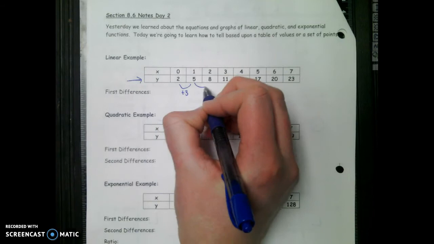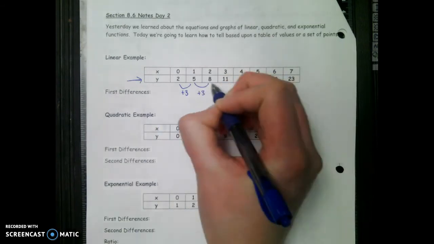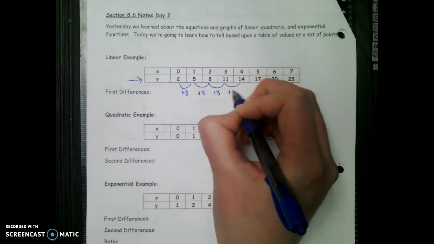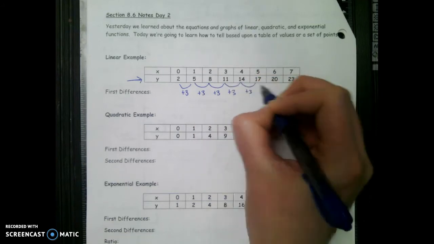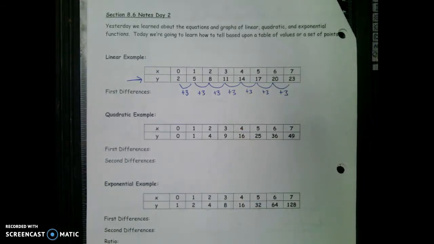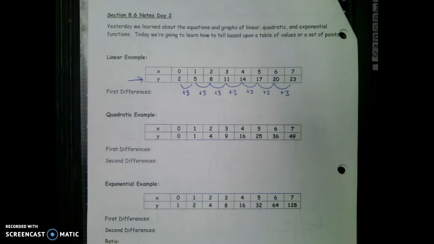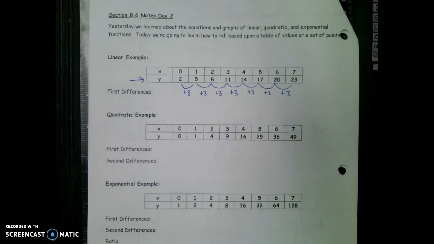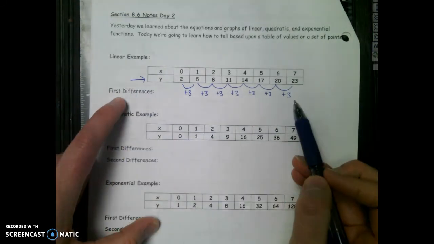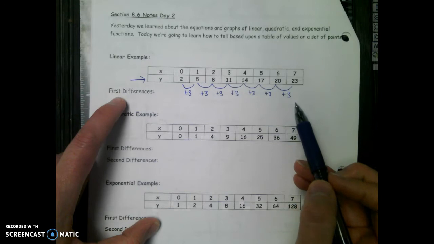How do we get from 5 to 8? How do we get from 8 to 11? Is this plus 3 all the way across? If the y values are increasing at a constant rate, increasing or decreasing by the same amount every single time, that is linear. So the first level of differences are the same. We're increasing by 3. This is a linear example.